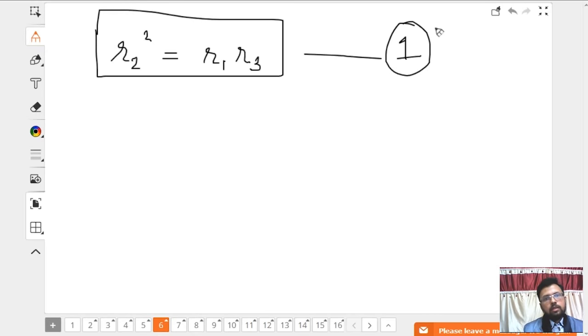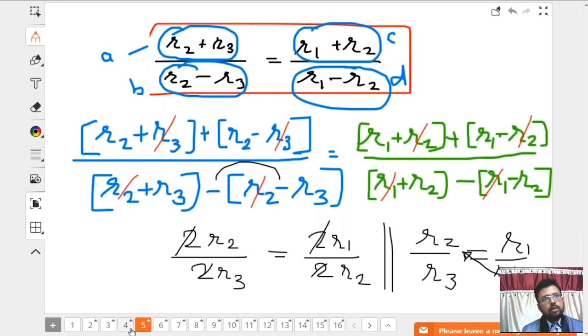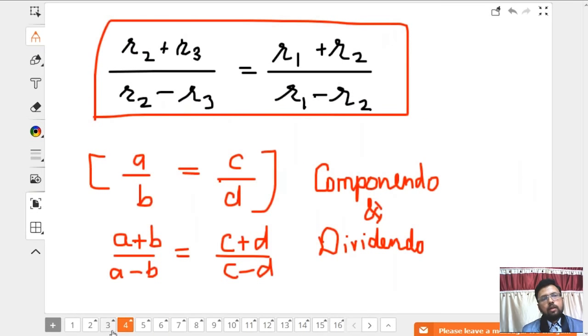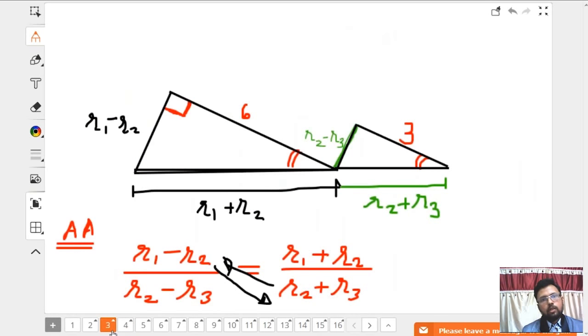Alright, till here, clear to all? A bit lengthy, but I think you are following it. That's really good. So we got R2 square is equal to R1 R3. Now, can we apply Pythagoras theorem to this triangle? Apply Pythagoras theorem to the first triangle and tell me what you get.